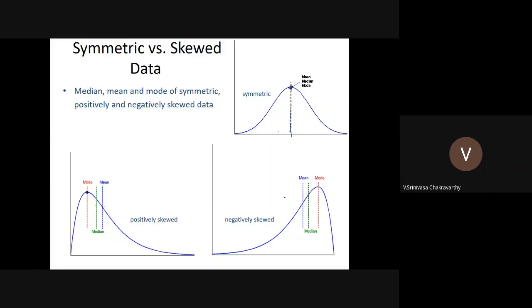And if the skew is in the opposite direction, then the ordering of these three quantities is also opposite. Mean is less than median is less than mode. And then you call it a negatively skewed distribution. Although this one is symmetric, this is positive skew, and this is negative skew, these are all examples of unimodal distributions. That is, there's only a single peak.